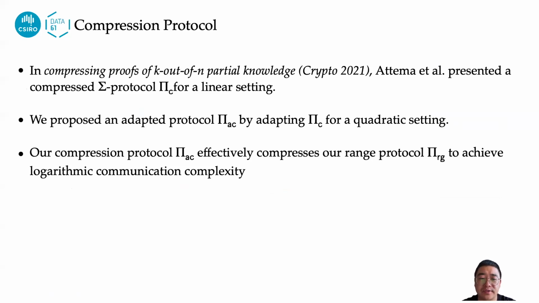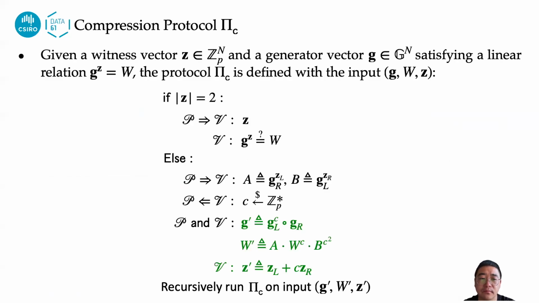Attema et al. presented a compressed sigma protocol for the linear setting in their paper published at Crypto 2021. We created an adapted version for the quadratic setting. Our adapted protocol can effectively compress our range protocol to achieve logarithmic communication complexity. First, we begin with a brief introduction to the original compression protocol for the linear setting.